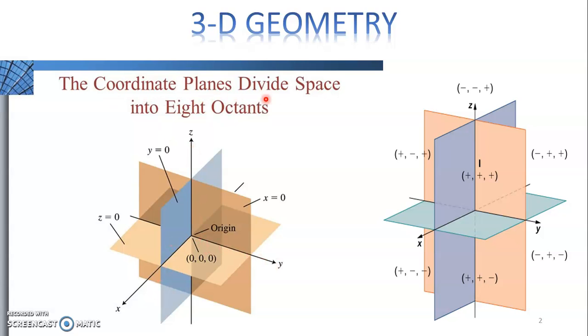The coordinate plane divides space into 8 octants. So these are 8 octants: first, second, third, fourth, fifth, sixth, seventh, eighth. Since it is a three-dimensional figure, you can see on the right side, this is your first, then second, third, fourth, fifth, sixth, seventh, eighth. This way it will continue. It will divide the space into 8 octants, and we will study about this.